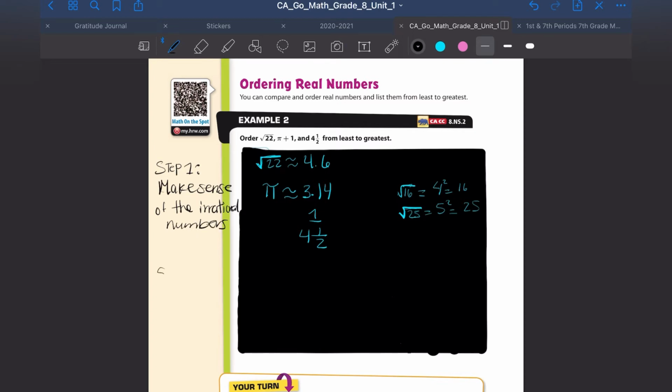Step 2, I'm going to create a number line. I don't have any negative numbers, so I'm going to put 0 here.